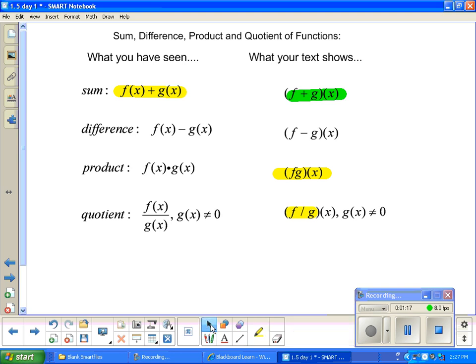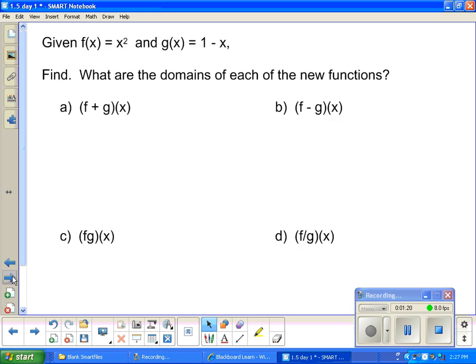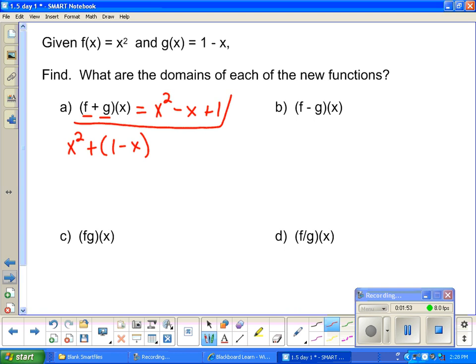Okay, so let's do a couple. Here we go. Our functions are given: f of x is x squared, and g of x is 1 minus x. So let's add the functions. This is telling me I'm going to add f and g. So I'm going to take f of x, x squared, and add g of x. Now let's write it in standard form. Standard form would be descending order of the exponents. Addition is probably the easiest one.